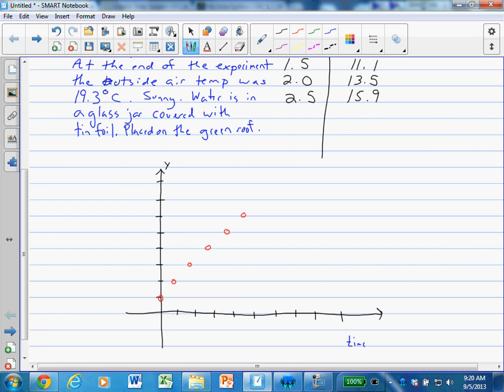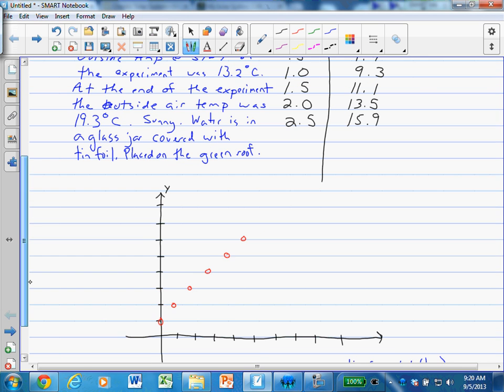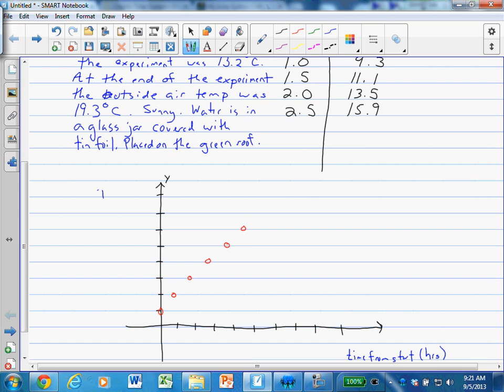Time from start in hours. I put units, and you told me to put units, so that's good. And temperature, degrees Celsius, right? And then I didn't plot any of these up either because I didn't have a scale on them. So we'll just throw them away. See how it bounces? And then we can put them back on in the right place.